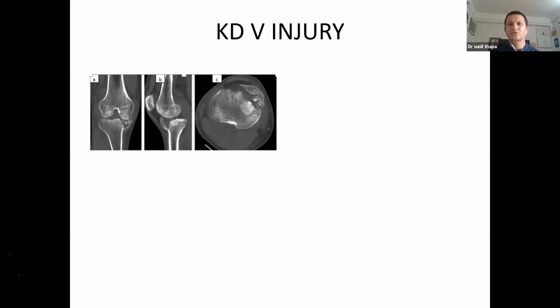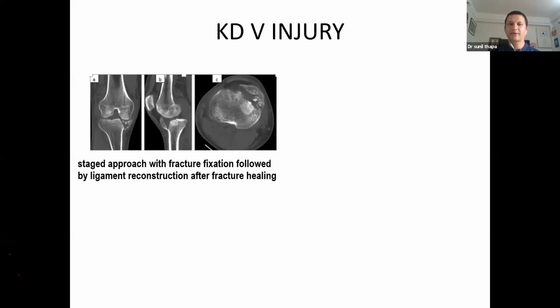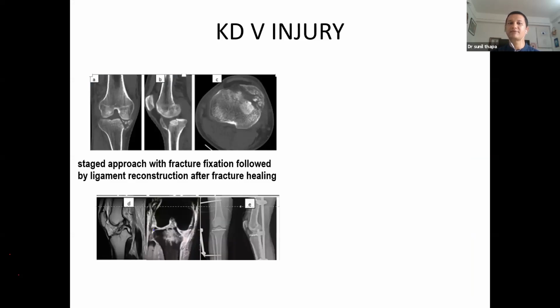A special consideration should be given for KD5 injury, where there is a dislocation associated with periarticular fractures. And this should not be taken just as a simple fracture. The fractures should be addressed first. A staged approach: fracture fixation first, followed by ligamentous reconstruction after fracture healing.